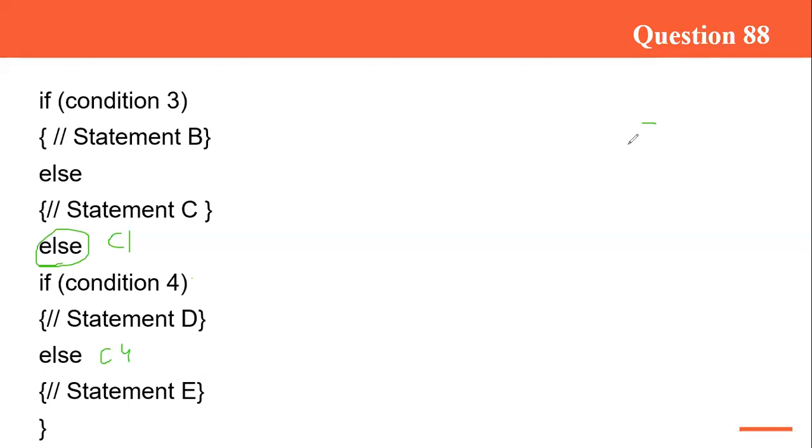So C1 should be false. C4 should be false. If these two hold, that's enough for us. The remaining conditions, I don't care. If condition 1 is false, I'll come to the else part of C1, right? We are not going into that if, Sanjana. We are going into the else part of C1.